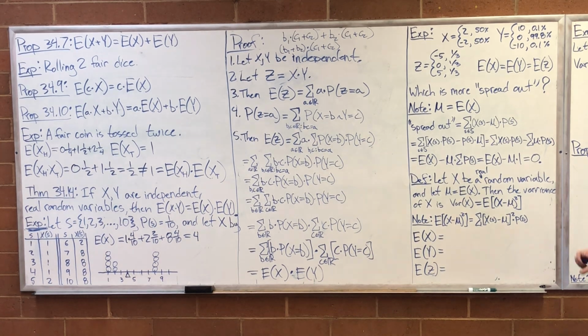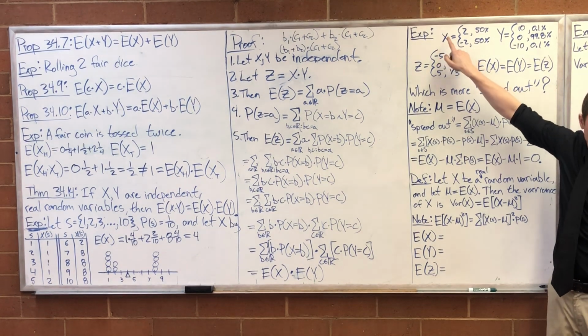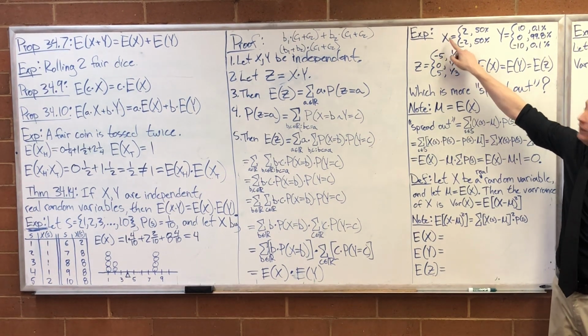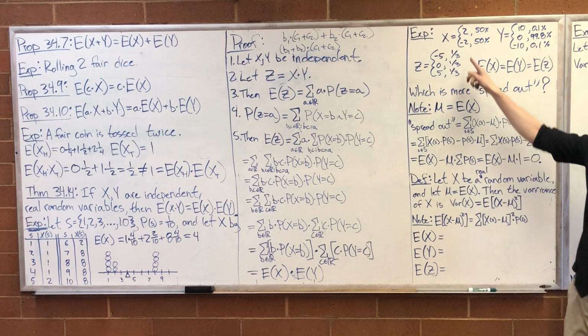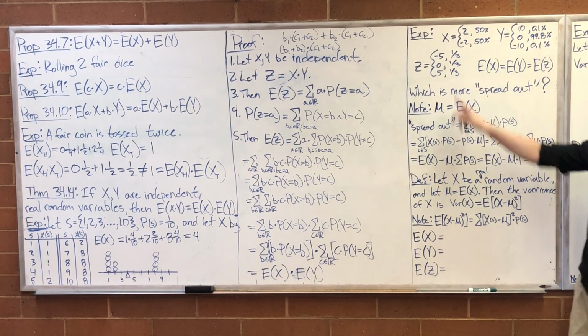Let's look at three different types of data based on random variables. Let's say I've got this random variable, and it spits out 2 50% of the time, and it spits out negative 2 50% of the time. You with me? What's the expected value of x?